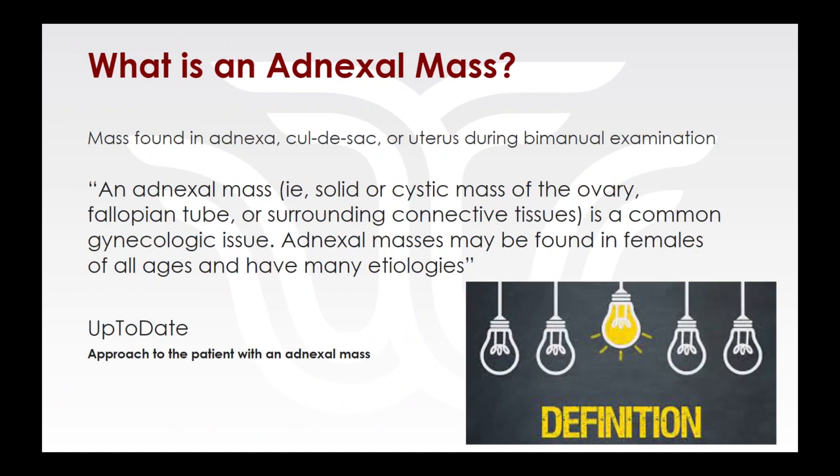So an adnexal mass, right? This is something that you feel. It's very difficult to ascertain whether you're feeling something on the ovary, the fallopian tube, or that surrounding tissue. So basically, anything in that area that you're feeling to one side or the other on your bimanual exam that is distinctly not uterine is called an adnexal mass until given a definitive diagnosis.